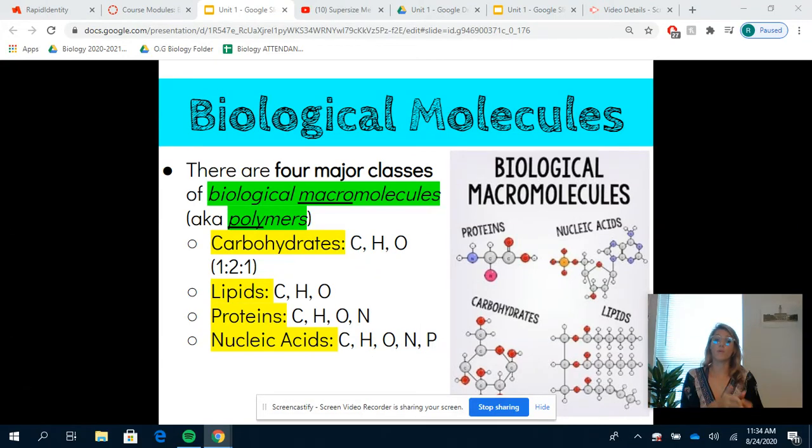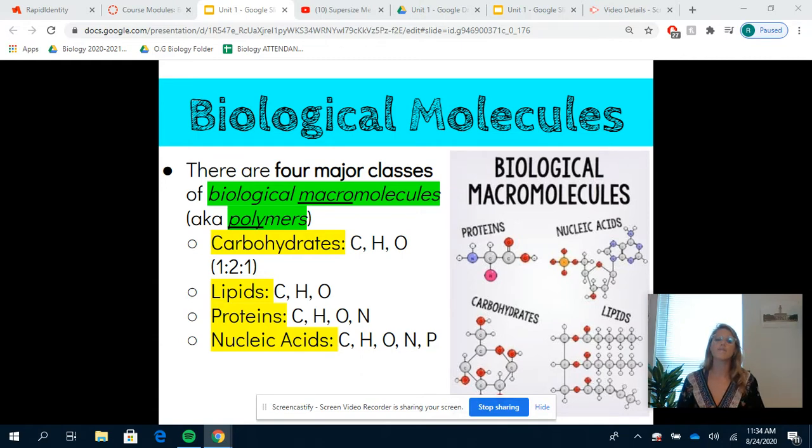Okay, so we went over carbohydrates so far. The next molecule that we have are lipids. These are also known as fats and oils. They are made up of the same thing as a carbohydrate with a different ratio. So carbon, hydrogen, and oxygen. Then we have proteins. Proteins have carbon, hydrogen, oxygen, and a nitrogen group.